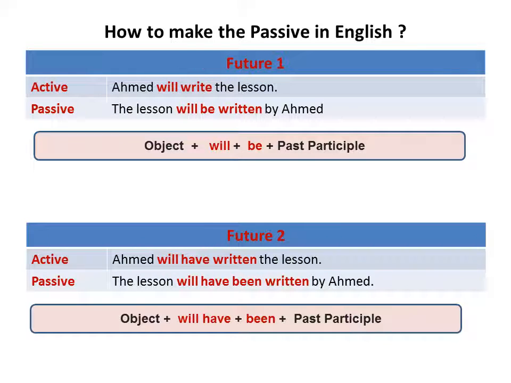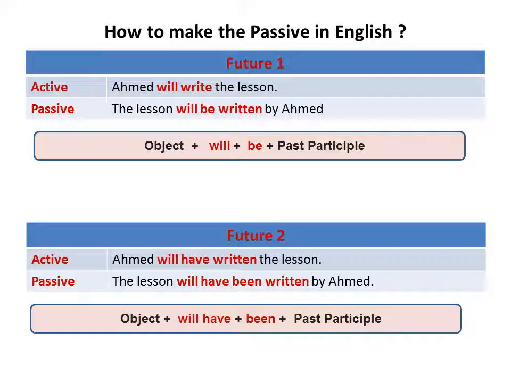Now let's move to how to make passive sentences in the future tense. The first case, future 1. Let's see this example. Ahmed will write the lesson. The lesson will be written by Ahmed. Will be written. So to make a passive sentence in the future, the first case, we will start with the object, then will be plus the past participle.